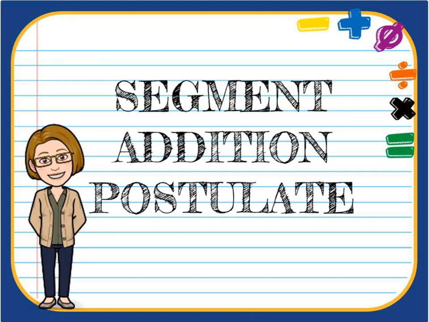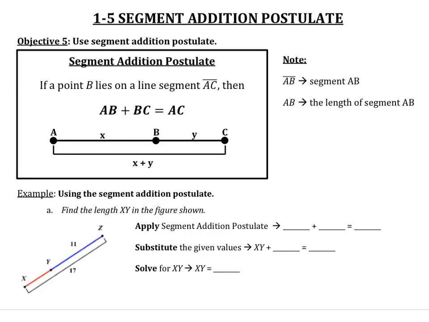We're going to take a look at something called the segment addition postulate. The segment addition postulate states that if point B lies on a segment AC, then AB plus BC equals AC. The simple way of thinking about this is if you take a stick and you break it in two pieces, you have two smaller pieces. But if you take those two pieces and push them back together again, you have your original stick. And that is all the segment addition postulate is saying.